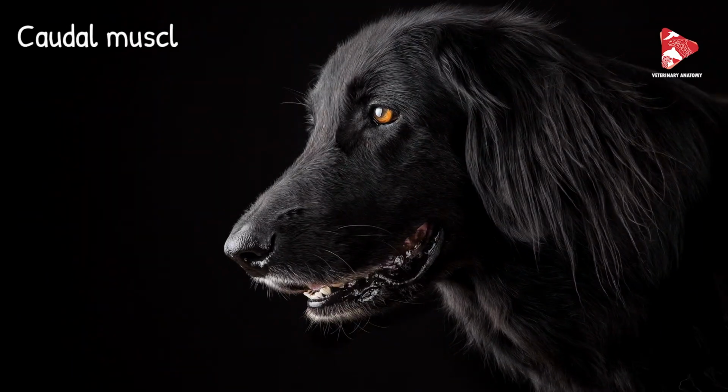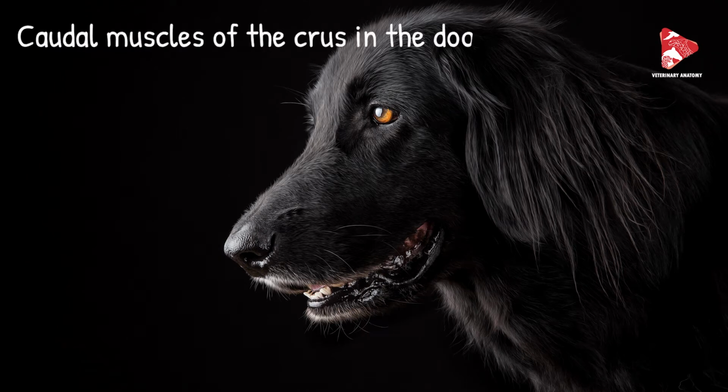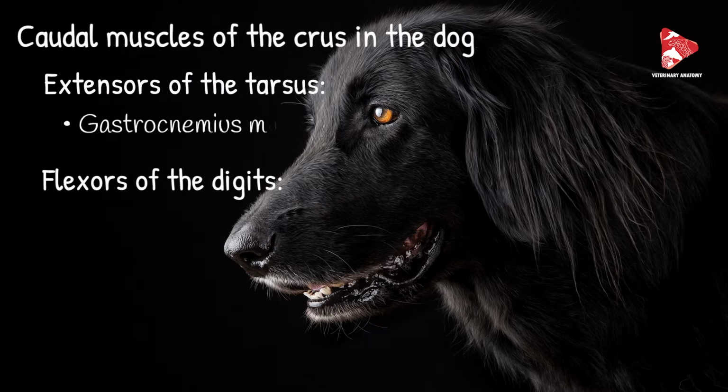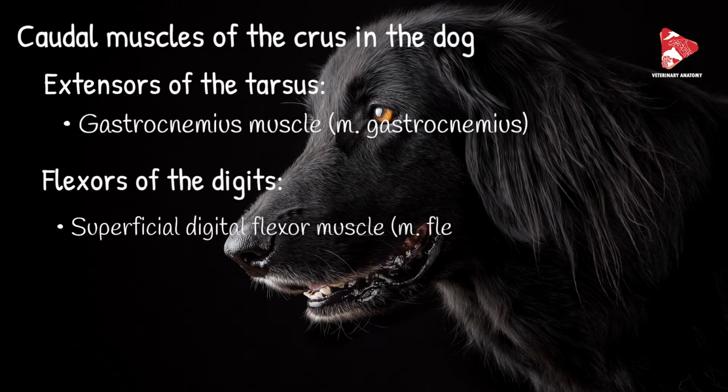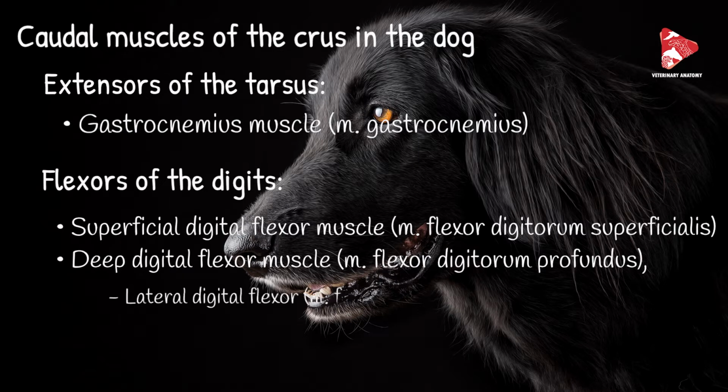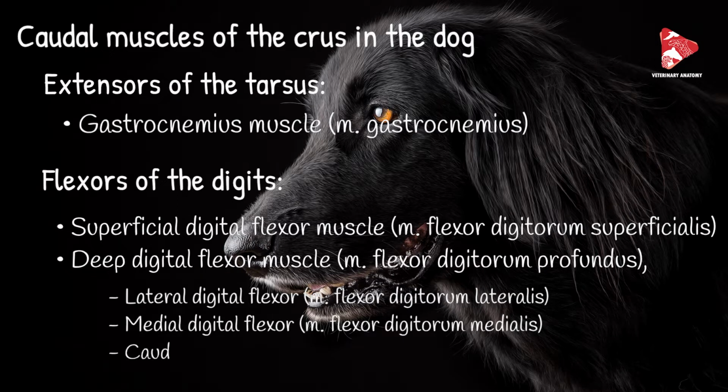The caudal muscles of the crus in the dog include the extensors of the tarsus and flexors of the digits. The extensors of the tarsus, here we're talking about the gastrocnemius muscle, while the flexors of the digits include the superficial digital flexor muscle or SDF, the deep digital flexor muscle or DDF, which has three heads: the lateral digital flexor muscle, the medial digital flexor muscle, and the caudal tibial muscle.